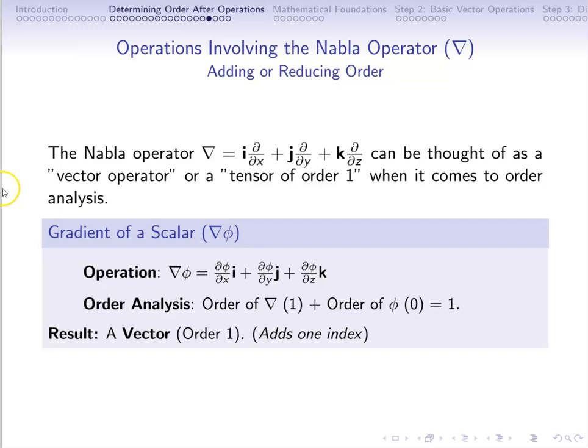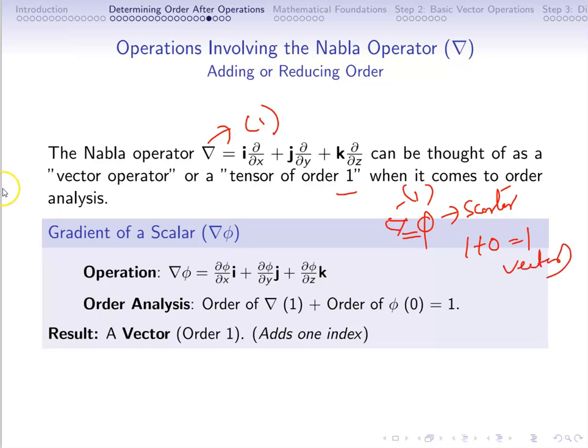Now operations involving the Nabla operator, adding or reducing order. Nabla operator means i dou by dou x plus j dou by dou y plus k dou by dou z, and can be thought of as a vector operator or a tensor of order 1. So this is a vector quantity, order 1. When it comes to order analysis, Nabla phi, this is a scalar and this is order 1, nothing is there inside, so 1 plus 0, so 1, meaning a vector. So vector, order 1.